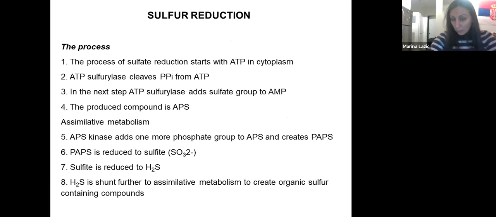So this APS has two branches. The first one is assimilative metabolism, and the second one is dissimilative. So let's go first through assimilative metabolism. When you have AMP connected to a sulfate group, and APS as a starting component, there is an enzyme, a kinase, that adds one more phosphate group, and you get the molecule PAPS. Now it has two phosphate groups. PAPS is further reduced to sulfite, and sulfite is reduced to hydrogen sulfide. Hydrogen sulfide is shunted further into assimilative metabolism to create organic sulfur compounds like the amino acids methionine or cysteine.